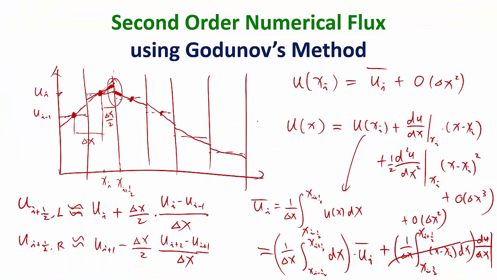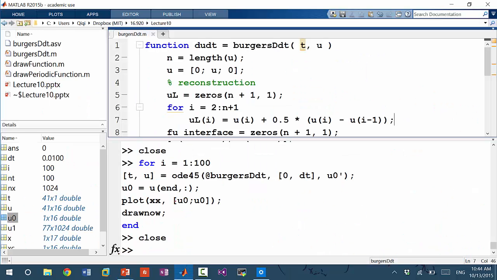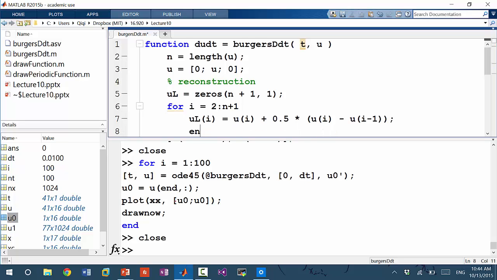So that is our formula here. U of I plus 1L is UI plus, this cancels for uniform grid, and this also cancels for uniform grid. So half of UI minus UI minus 1. All right, is that good?